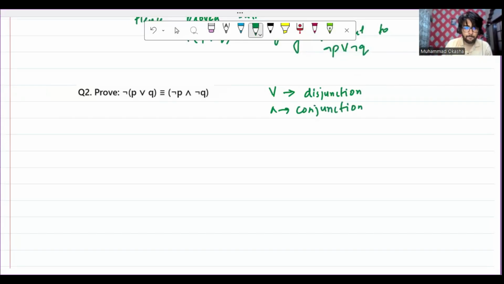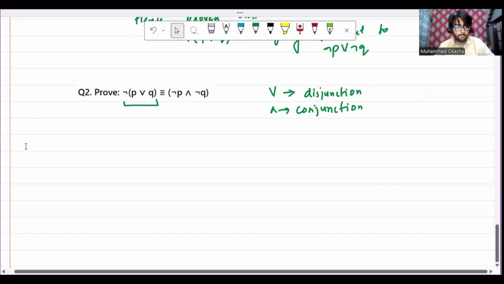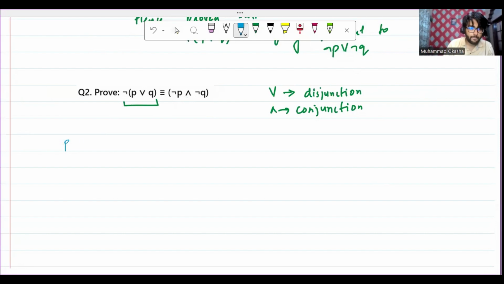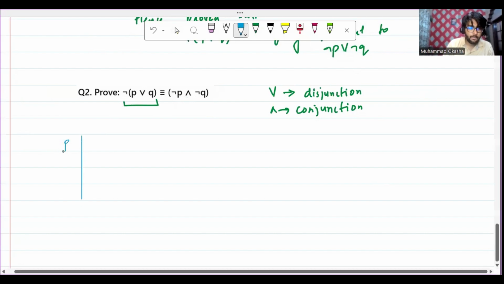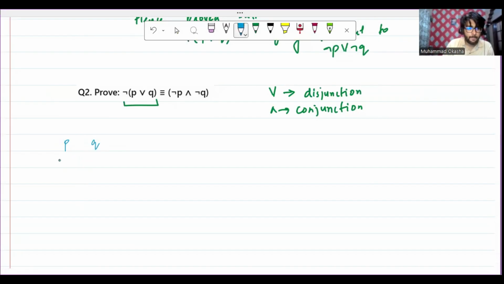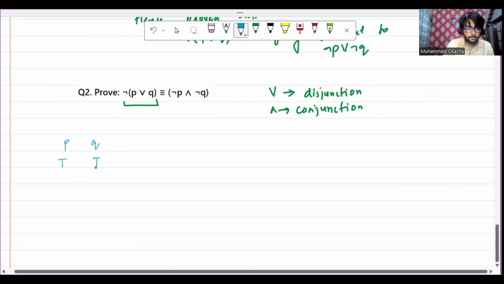Okay, let's do this. Prove negation of P disjunction Q is logically equivalent to negation P conjunction negation Q. I'm going to start with the left-hand side first. I'll copy the same truth table, P and Q. True, true, true, false, false, true, false, false. This is P and Q. This is the thing you have to remember.